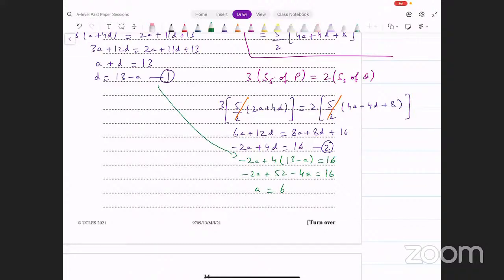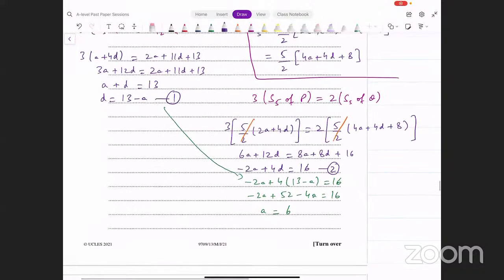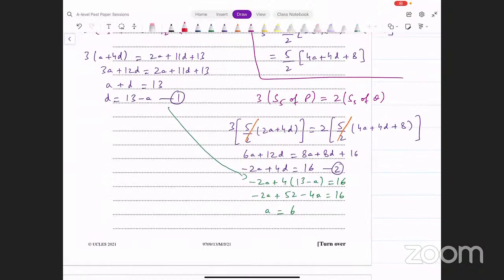जब a की वैल्यू आ गई तो d की वैल्यू भी निकाल सकते हैं. फिर d क्या हो जाएगा, d हमारे पास 7 हो जाएगा. We input this back there. D is going to be 13 minus 6 and D equals 7. These are the two values that we were looking for. ये हमारे पास आ गया.